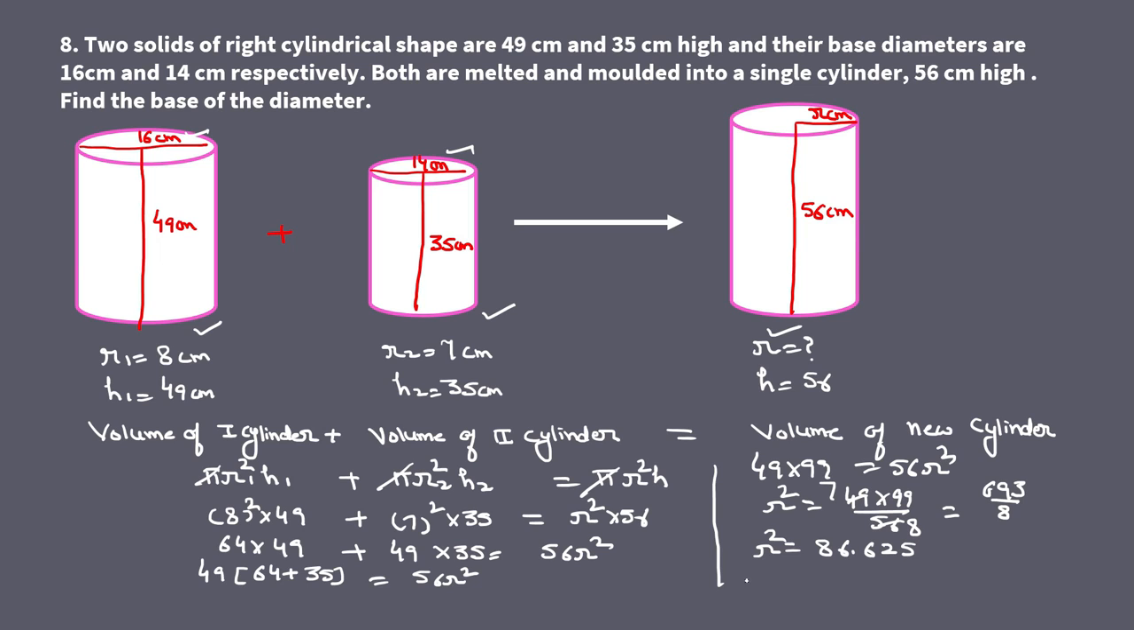R is square root of 86.625, which will give you approximate value 9.3. So radius comes out to be 9.3 centimeter. Diameter is twice the radius. So 2 into 9.3. So we will get diameter as 18.6 centimeter.